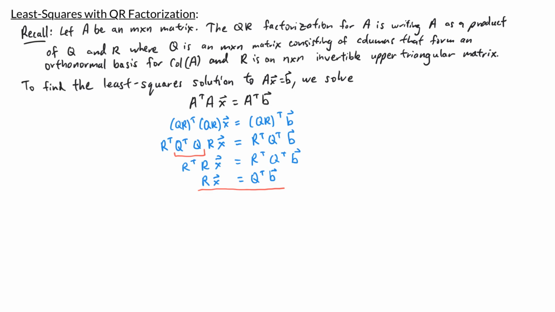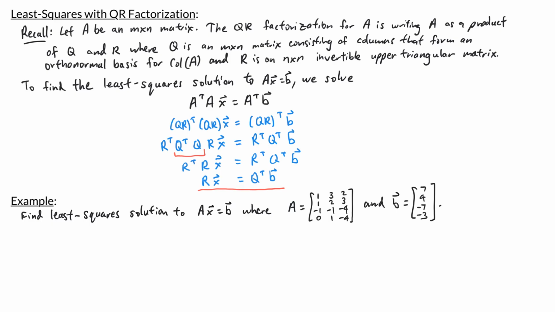Now solving this is going to be more efficient than solving A transpose A times x equals A transpose b because R is an upper triangular matrix. And when you have a triangular matrix, the number of operations that you need to perform to row reduce it is a lot fewer. So let's look at the following example.